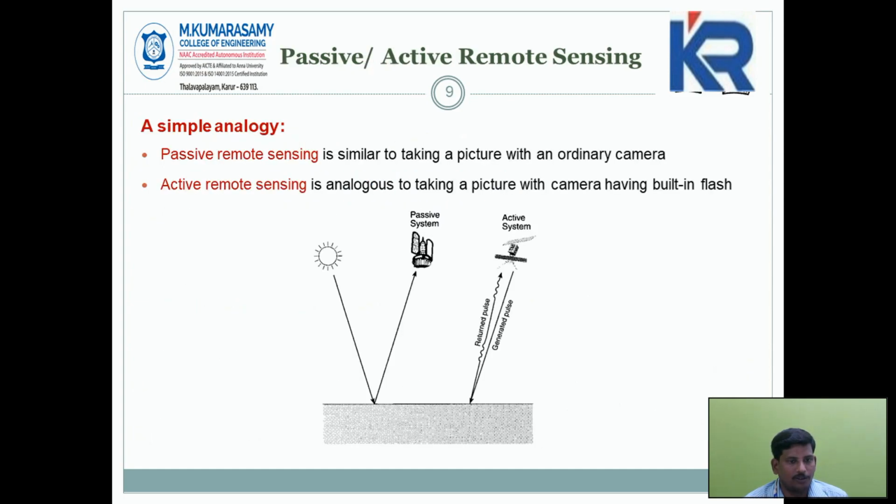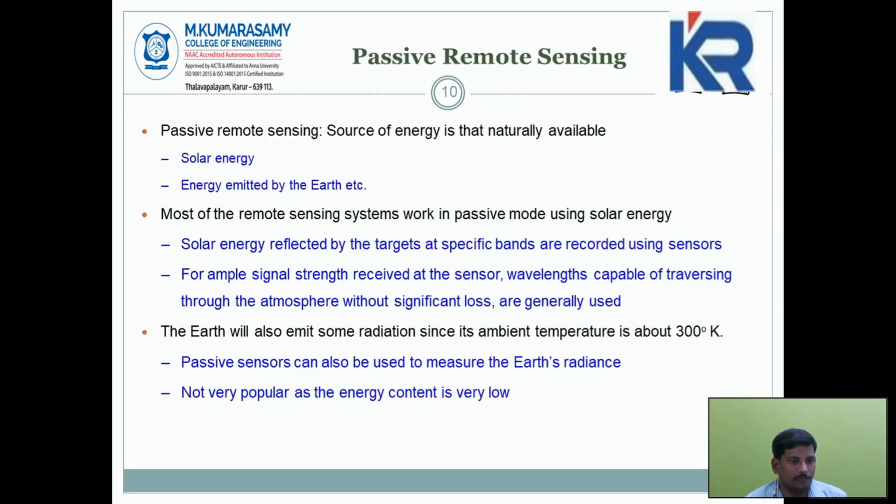Similarly, there is passive remote sensing and active remote sensing. Passive remote sensing means taking a picture with an ordinary camera. Active remote sensing means taking a picture with the camera's inbuilt flash. For example, an ordinary camera takes a picture only during sunlight, so at night it will not take a clear picture. With active remote sensing, the camera is fitted with a flash, so we can take pictures in daytime and also at night.